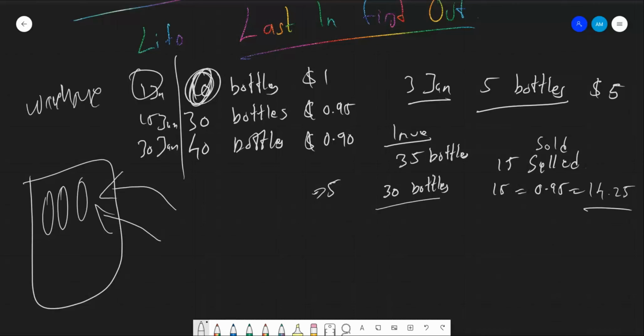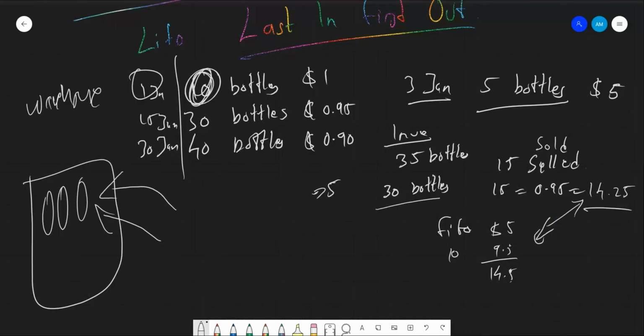Now, if you remember before, what was our cost before? Let's see, if we did it in FIFO, what was our cost? It was $5 for that remaining, and then we had 10 remaining at 9.5. It was still 14.5, right? I think this is a coincidence, but it's not always like this.